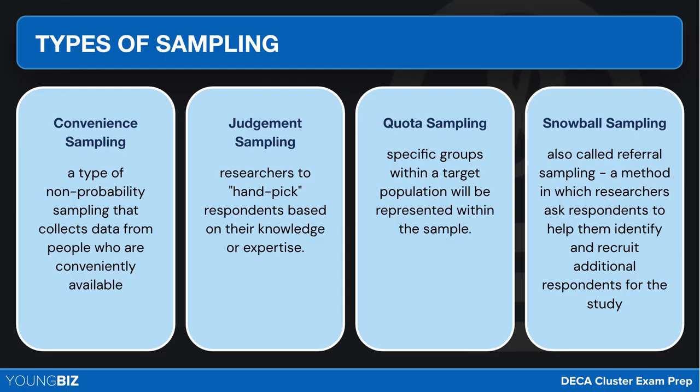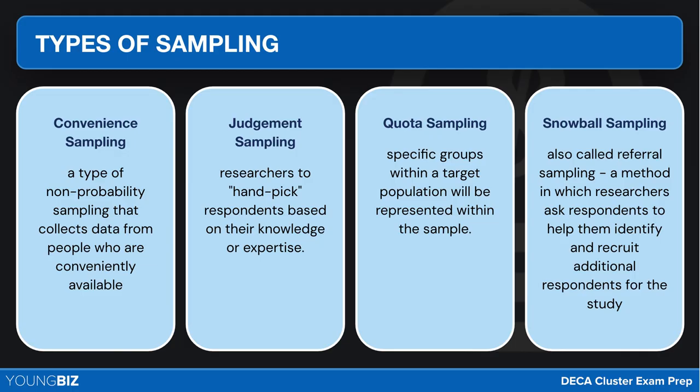Convenience sampling. This method involves collecting data from people who are readily available. It's often used when researchers want quick results and don't have the time or resources for a more rigorous sampling method. While it's efficient, one drawback is that it may not accurately represent the larger population, leading to biased results.